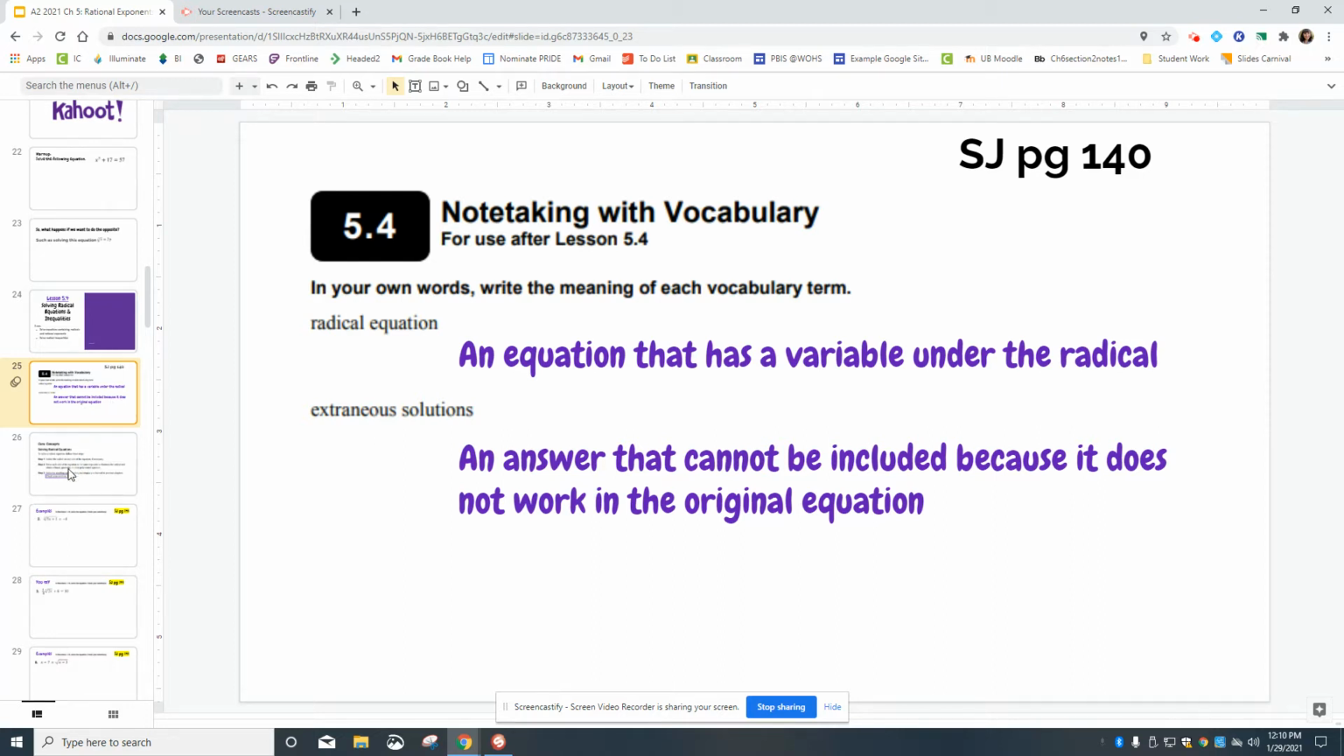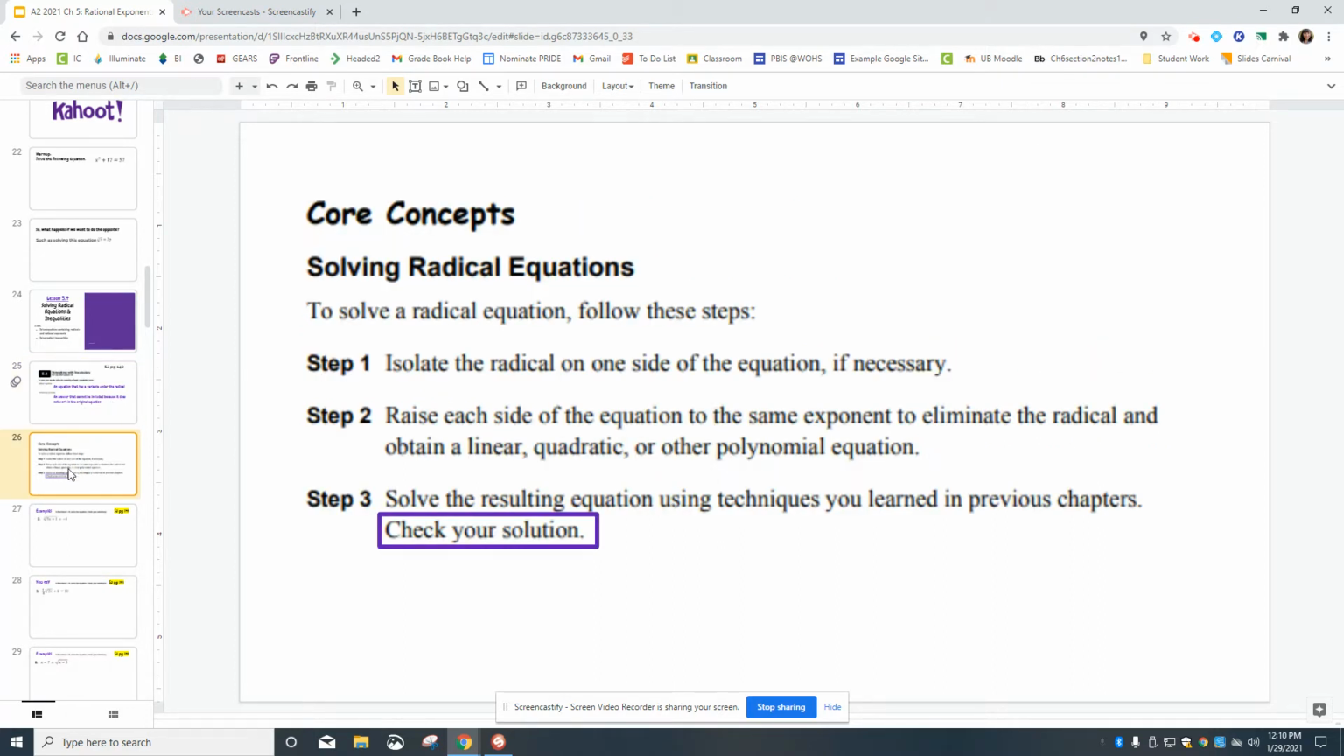How we will solve these is, the first thing you need to do is isolate the radical on one side of the equation if necessary. You want to try to get whatever your radical is all by itself, so take off anything that's multiplied to it, anything that's added to it. Then we're going to raise each side of the equation to the same exponent to eliminate the radical and get to what you basically want to solve. Then you're going to solve using what you did in previous chapters, the equation solving steps that we did in Algebra 1. And then you need to make sure you check your answers when you do this.